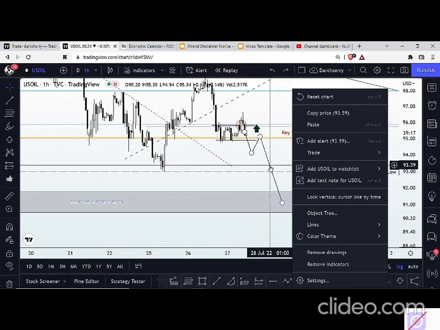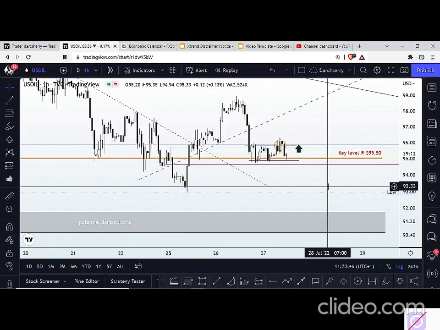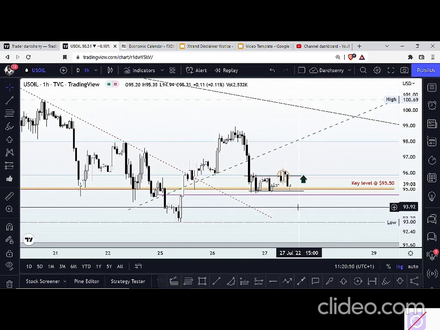But on a personal level, I'm actually thinking that we should be having a bullish move from here. So let's see how price action plays out at this point.